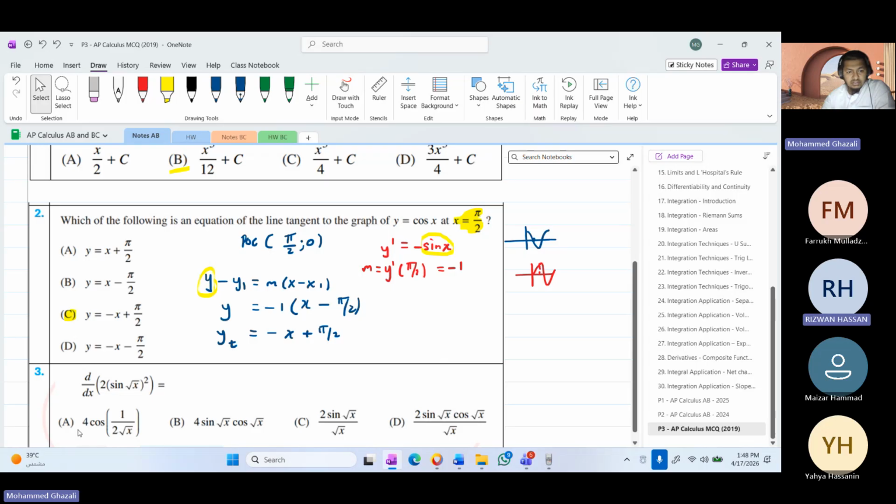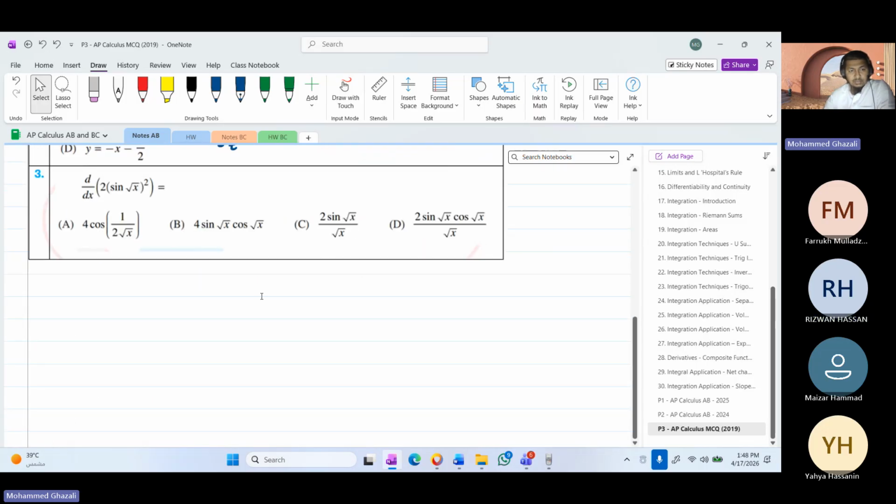Excellent. All right, so let's have a look at this next problem. We want to differentiate. What is being squared here is this part only, sine root x. I need you to rewrite this in a form where you can differentiate. Just remember that ddx of root x is 1 over 2 root x.